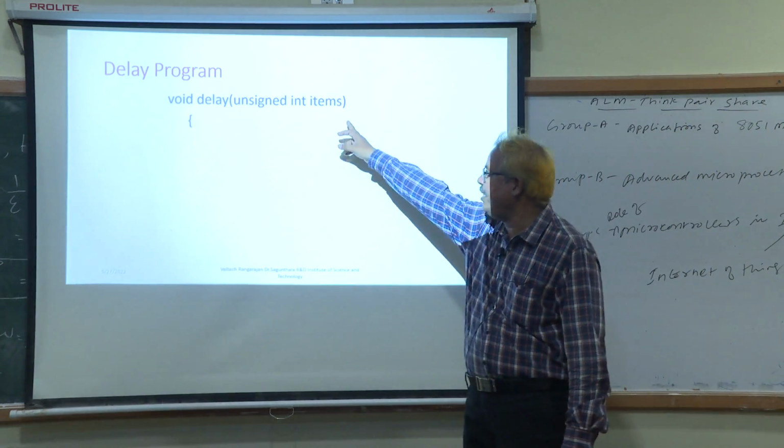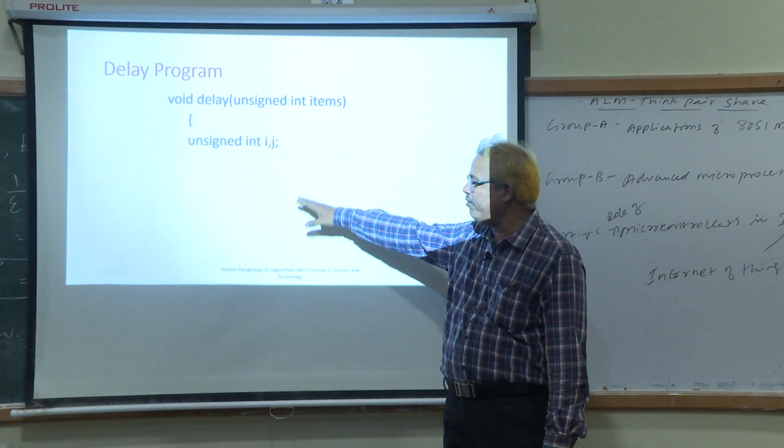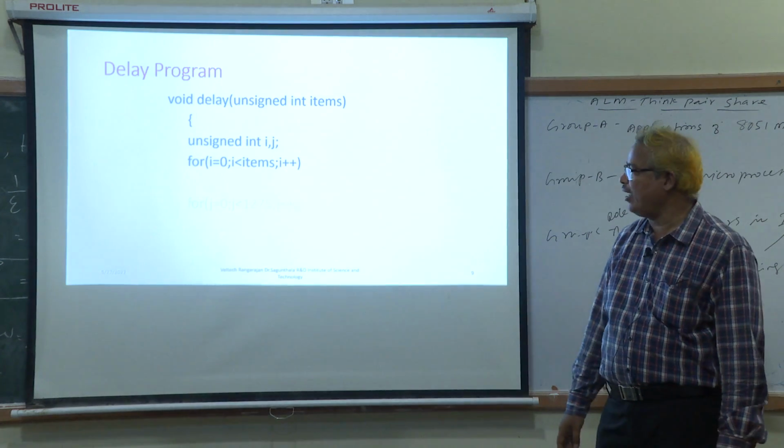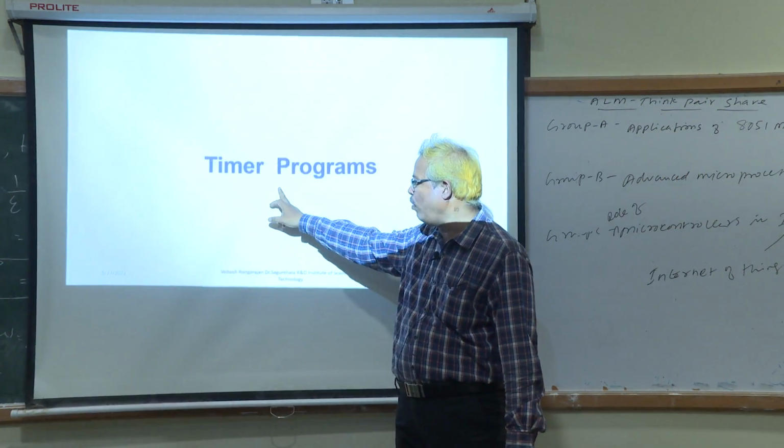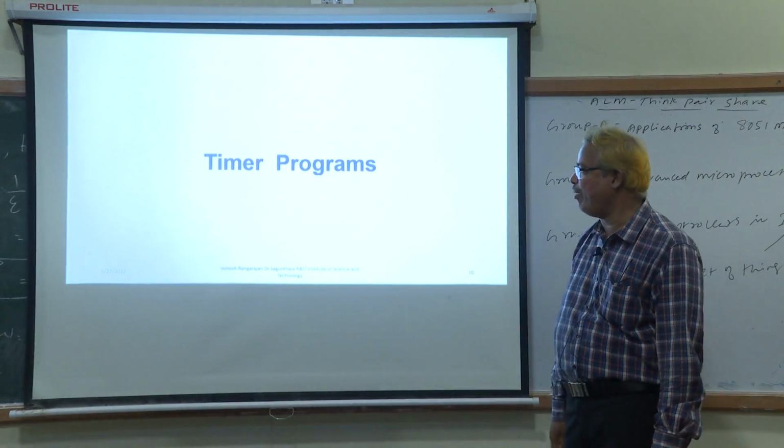So void delay, unsigned integer items. Now the delay is created in the same manner as previously. Here the item will be 200 milliseconds, so this will give a 1 millisecond delay. Okay, next, timer programming.